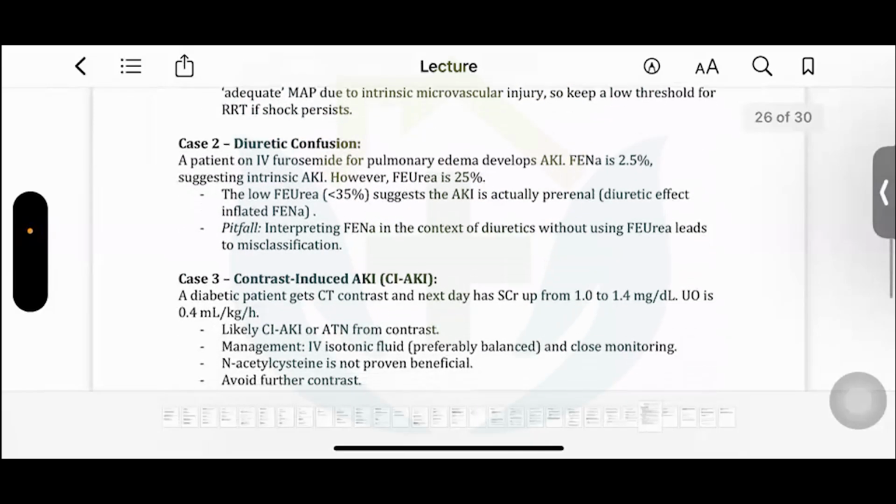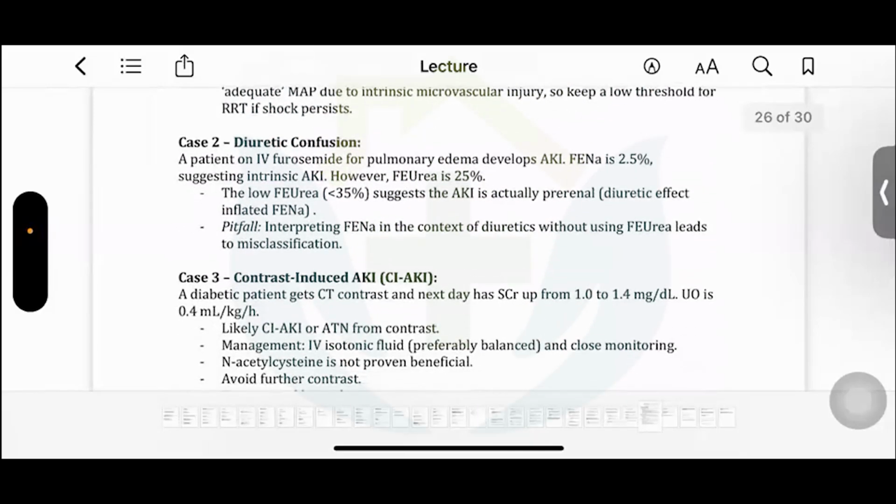Again, another question is about diuretic infusion. A patient on IV furosemide for pulmonary edema develops AKI. Now, the FENa is 2.5%, suggesting intrinsic AKI. However, the fractional excretion of urea is 25%. So, low urea excretion suggests the AKI is actually pre-renal. The diuretic is the reason behind the pre-renal picture, so you will give fluids to the patient. Interpreting FENa in the context of diuretics without using FEurea leads to misclassification of AKI.